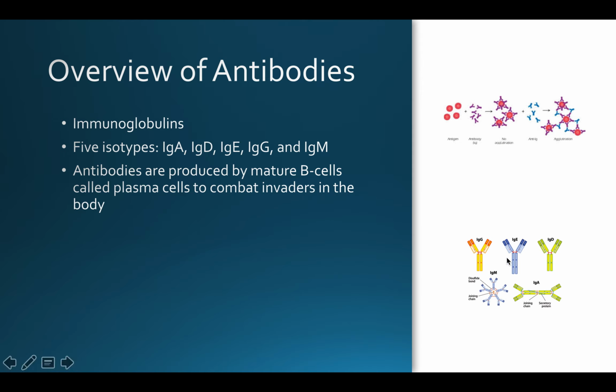And then down here we have models of all the antibodies. So IgG, IgE, and IgD are monomers. They're just single units of an antibody, versus IgM, which is a pentamer. It has 5 around in a pentagram, and IgA is a dimer. There's 2 of them.